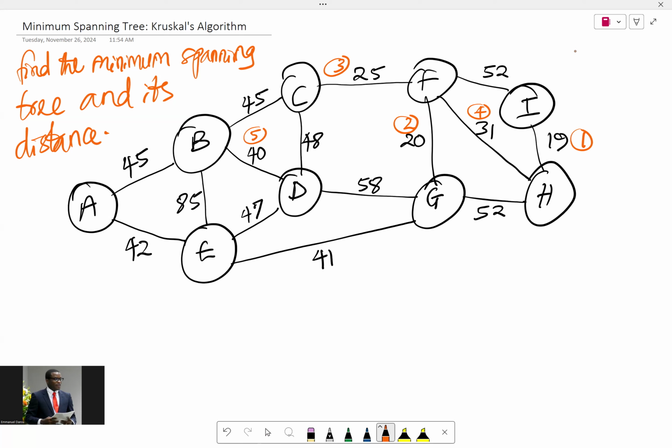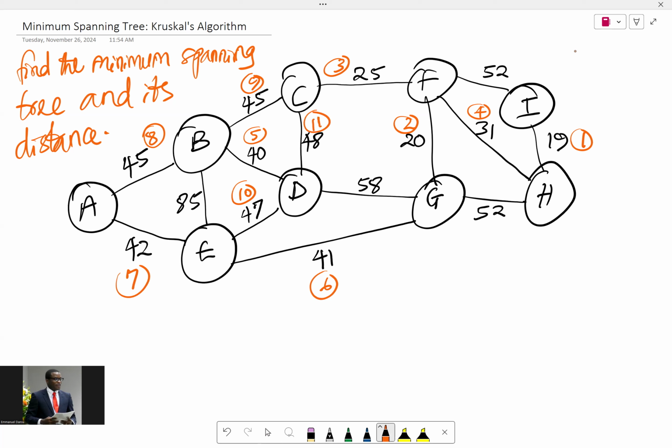After 40, we have 41. That is the sixth one. After 41, we have the seventh one, which would be 42. Then after 42, we have the eighth one, that's 45. So 45 is in two places, let's call them 8 and 9 respectively. After 45, the next value, which is the 10th one, will be 47. Then you have the 11th one, which is 48.